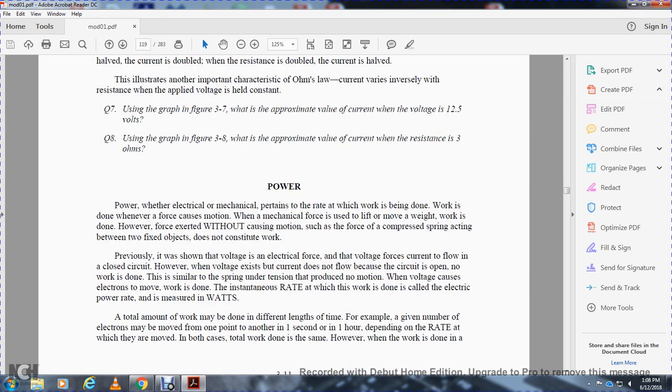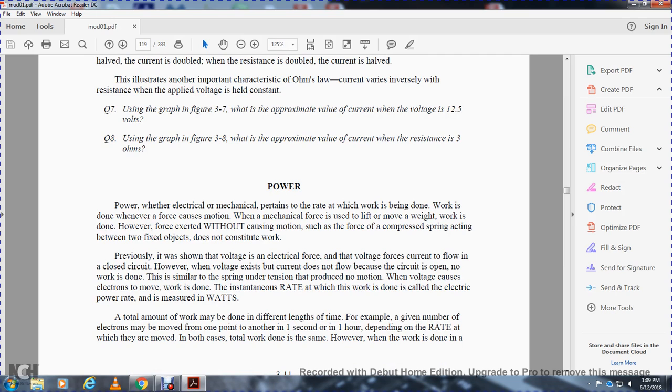Now, power. Electrical and mechanical power pertain to the rate at which work is done. Work is done whenever a force causes motion. Mechanical force is used to lift and move a weight. The work is done, however, only while the force is exerted and causes motion. A compressed spring acting between two fixed objects does not constitute work.